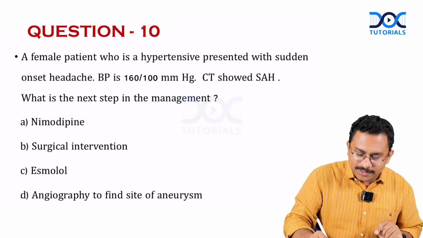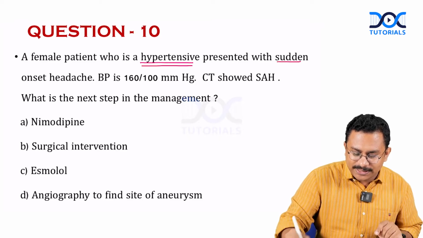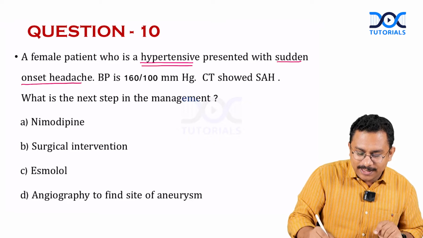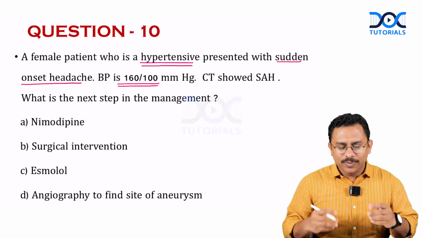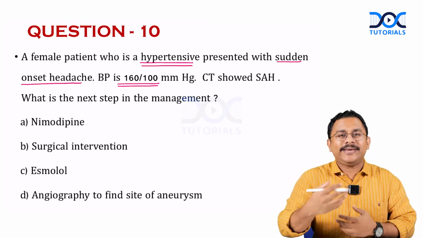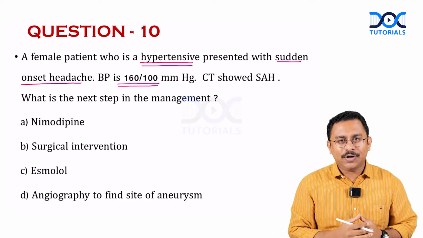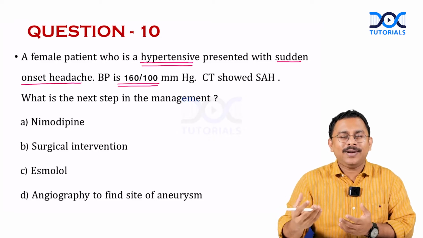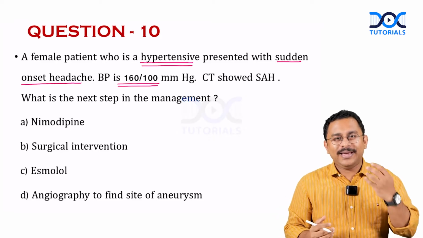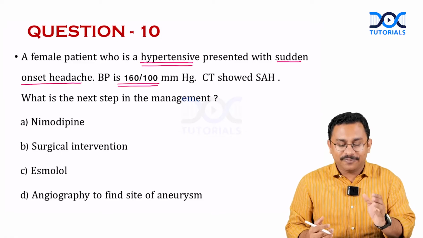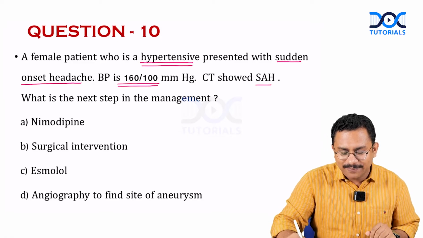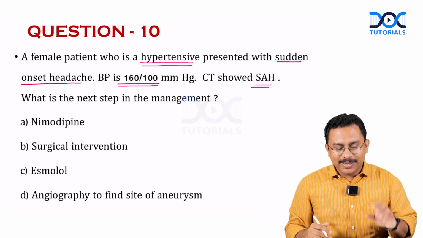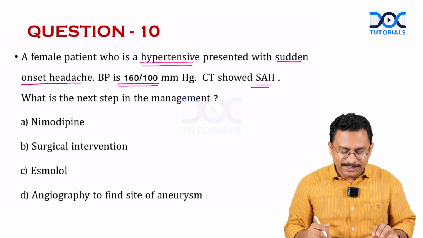So the comorbidity here is hypertension, and the presenting feature is a sudden onset headache, and the patient is having a high BP at presentation. We know that hypertension is one among the risk factors for a subarachnoid hemorrhage. We know that the most common cause is trauma, followed by rupture of a berry aneurysm. You also have hypertension as a risk factor. So the patient is having a subarachnoid hemorrhage. The question is, what is the next step in the management?